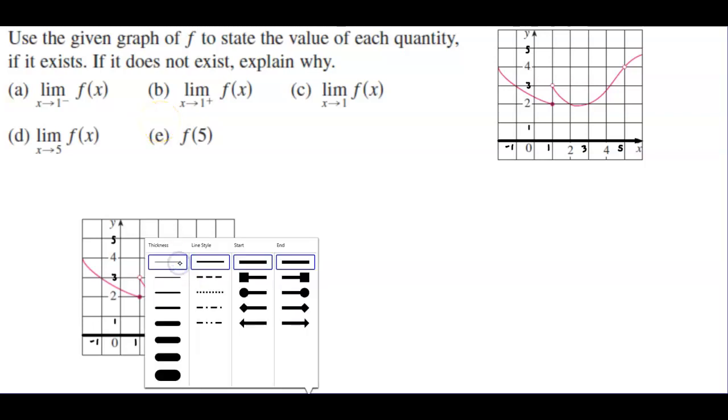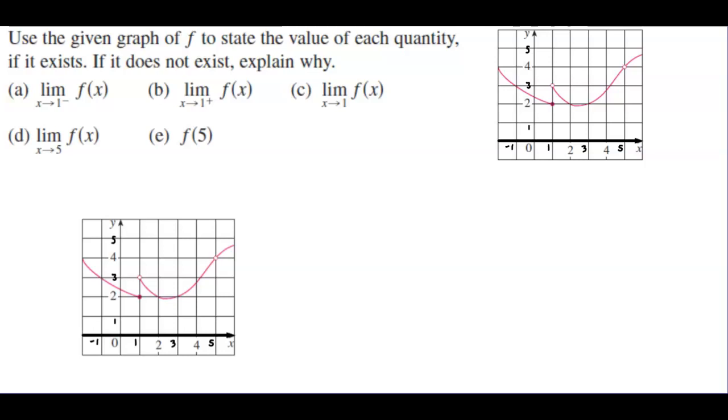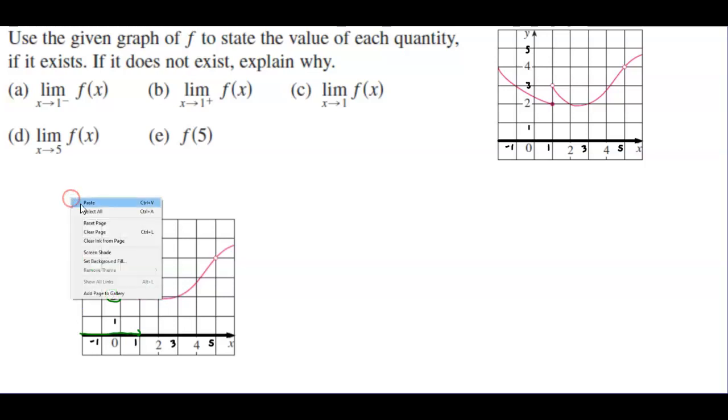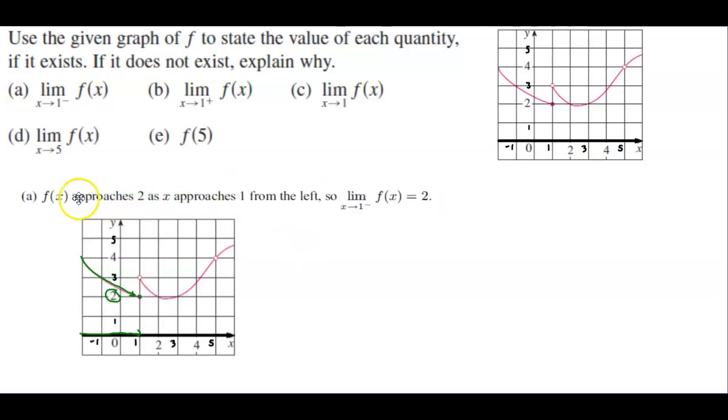So, we're starting as x is approaching 1 from the left, then the function is approaching what value on the left? Well, we can see that it's approaching the value of 2. So, as f of x approaches 2, as x approaches 1 from the left, we can say that the limit is then equal to 2.